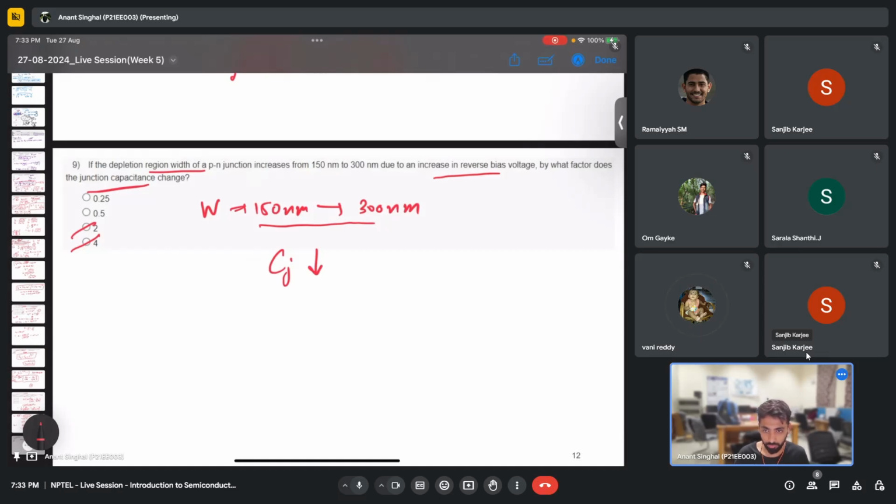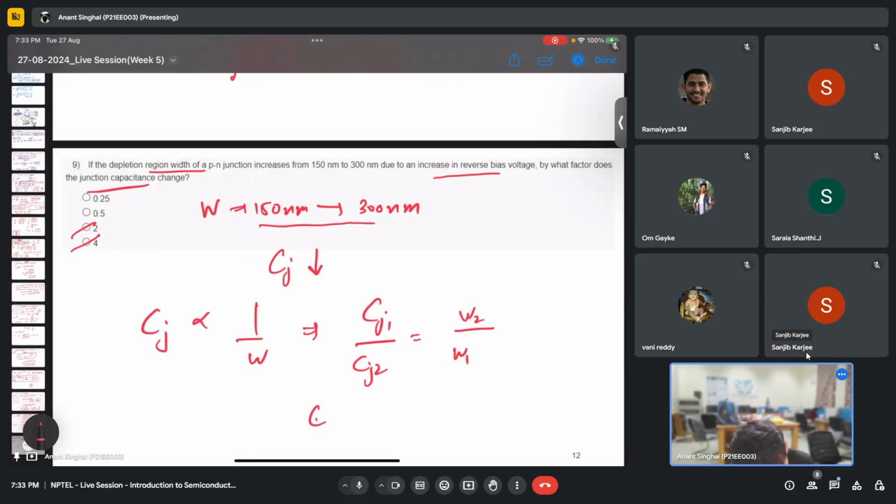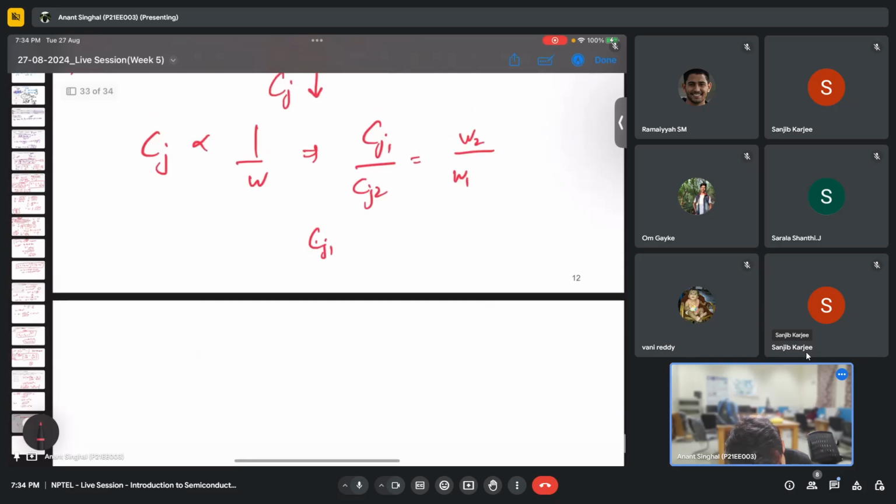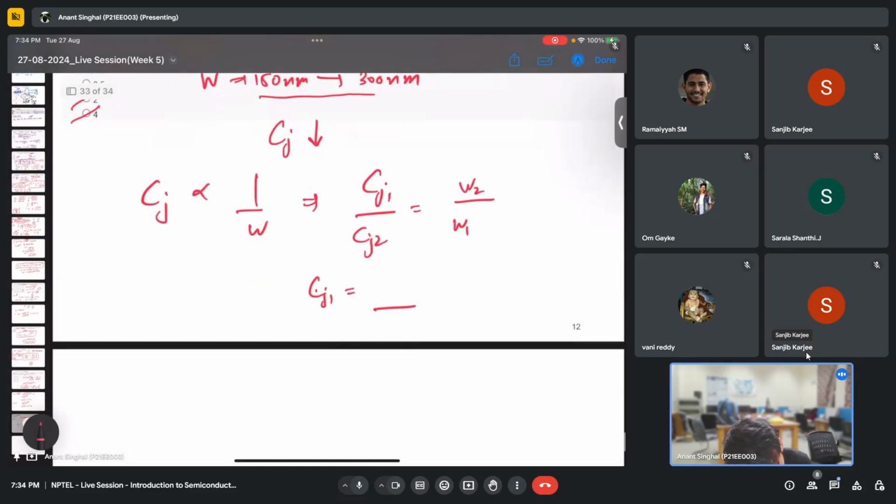So just try to calculate it. This is quite straightforward, I guess. Let me know the answer in 1 minute. Okay, so I have already got 0.5. Anyone else? Okay, so 0.5. We know that it is inversely proportional to W. So Cj1 by Cj2 is W1 by W2. Let's say it was Cj1 earlier, and W1 was 150 before and it was 300 later.